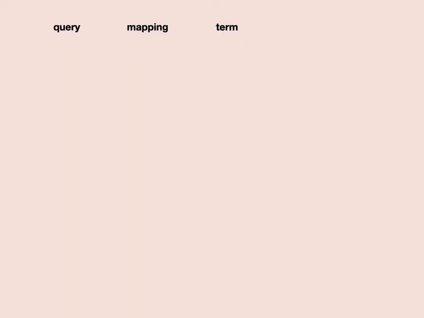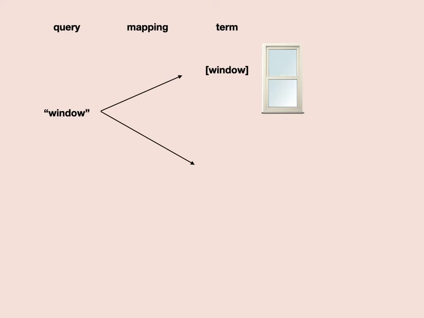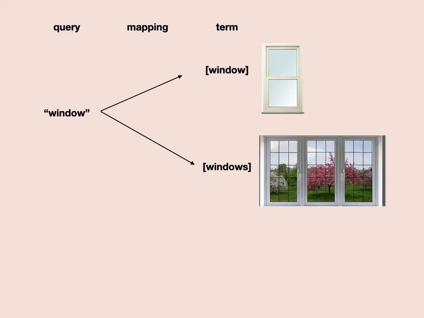So let's look at this. Here's an example. If I do the query window, right? I would want window to pull up a few different things, like an actual window, right? I would love for my search for window to come up with window, right? That seems very basic. I might want it to come up with the plural of window, so windows, right? If I'm shopping for windows, I would want these things to work.